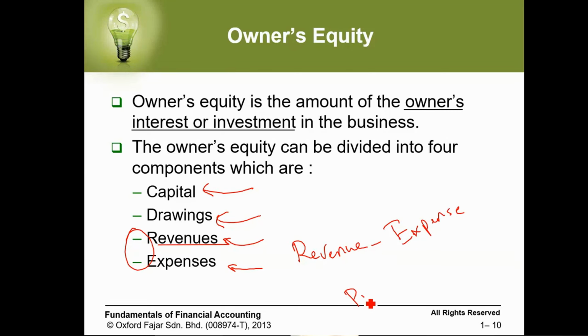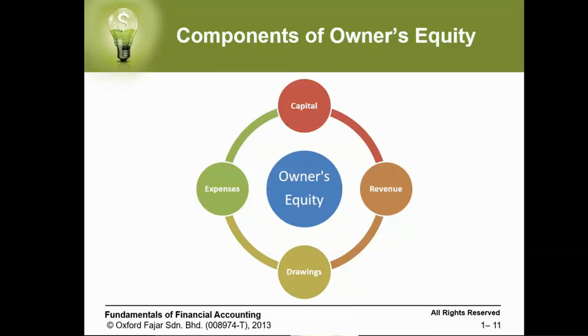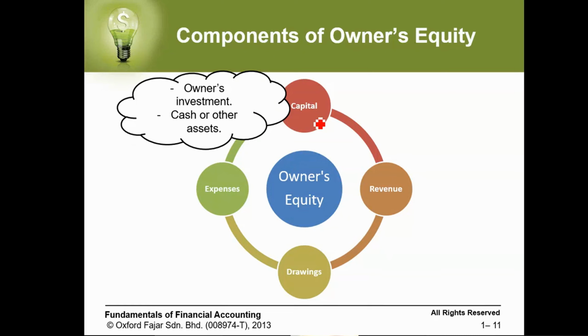So we reach either profit or loss. If the revenue is more than expenses, it is profit. If the revenue is less than the expenses, it is loss. Those, as we mentioned, are the components of owner's equity.